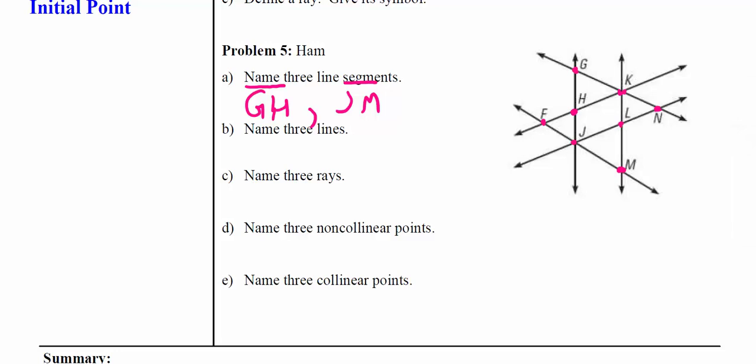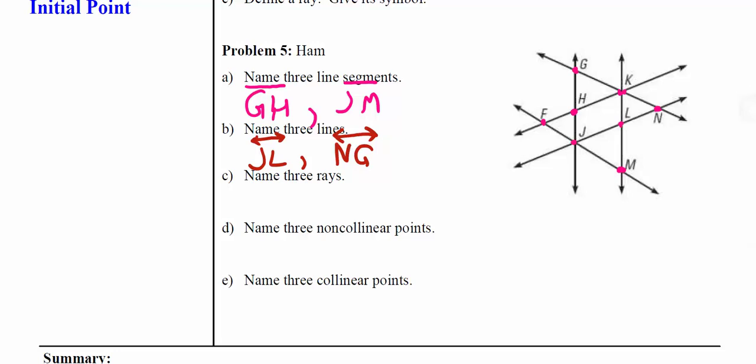Let's name 3 lines. Once again, we do need 2 points to define a line. Let's go ahead and name JL. And let's also pick NG. Note the symbols that are being used.